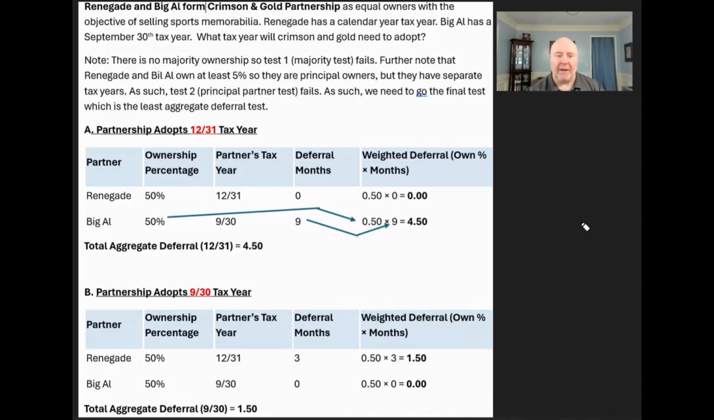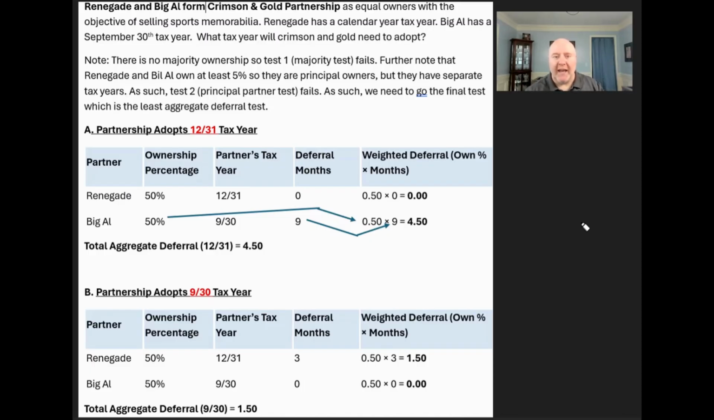Now, here's our example. Renegade and Big Al form Crimson and Gold partnership as equal owners, so they're both 50%, with the objective of selling sports memorabilia. Renegade has a calendar year tax year, and Big Al has a September 30th tax year. Okay, what tax year will apply? We can look at it right away. Is there anybody who has over 50%? The answer is no, right?